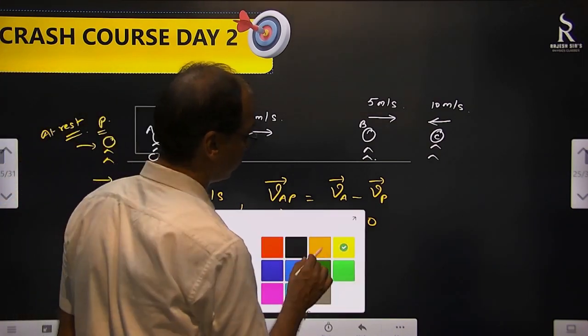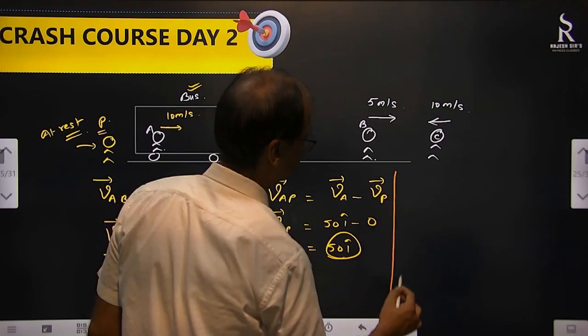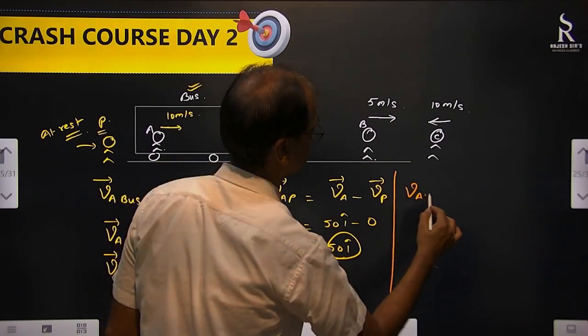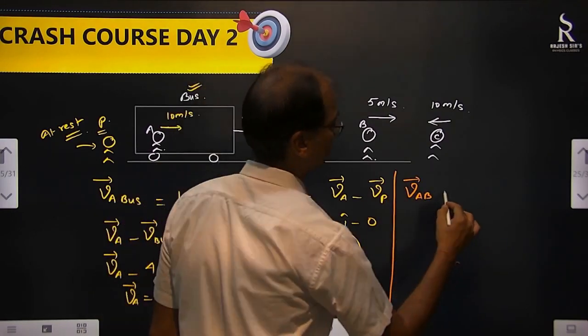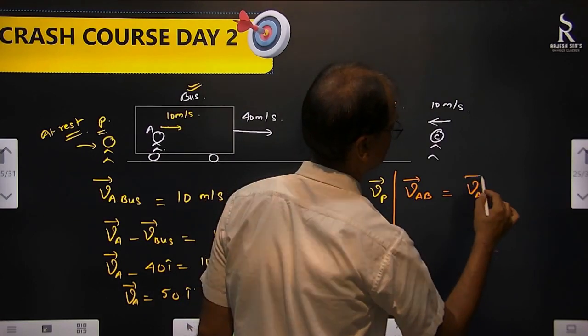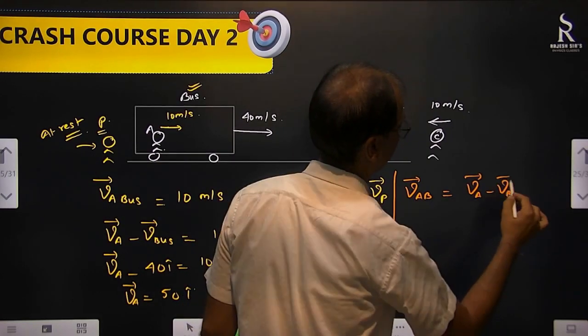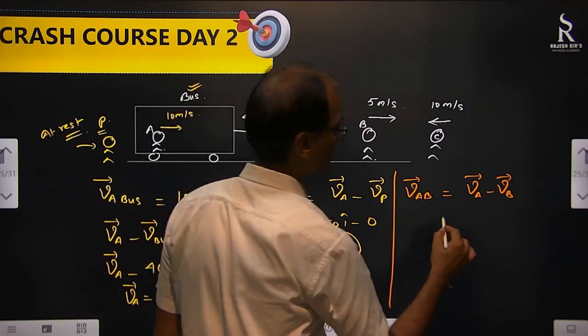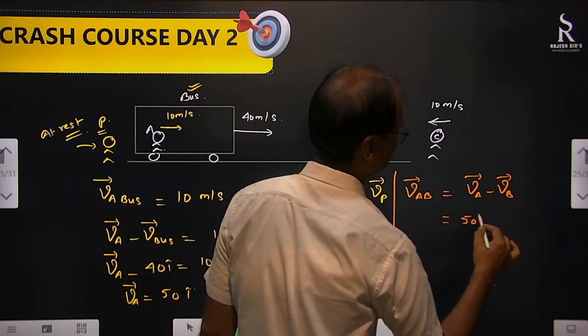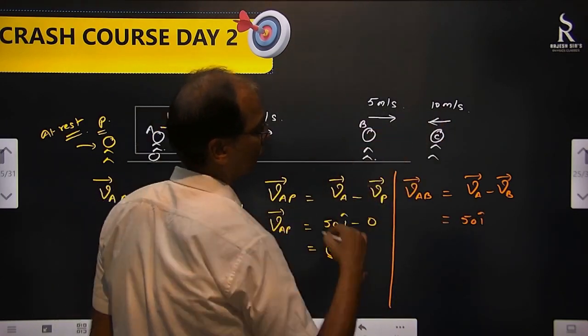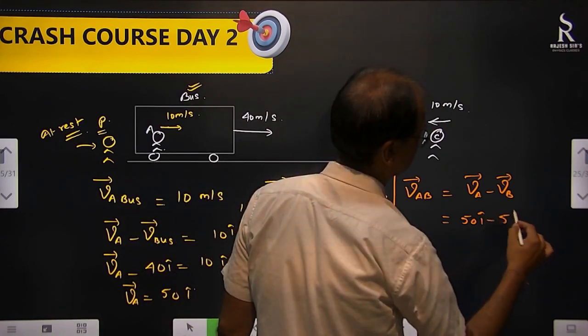Now what was the next thing? The next thing was velocity of A with respect to B. Velocity of A with respect to B means VA minus VB. What is VA? Say 50. 50 here. What is VB? 5. So that means 45.